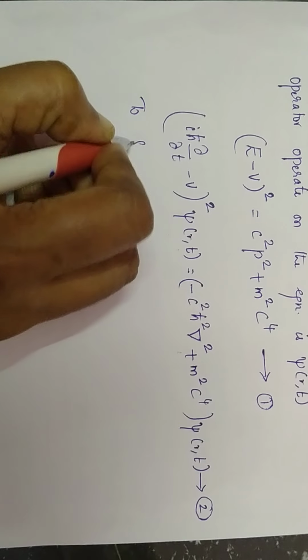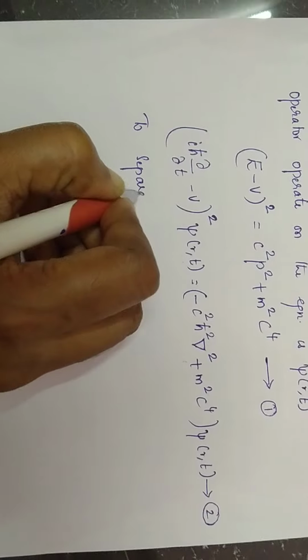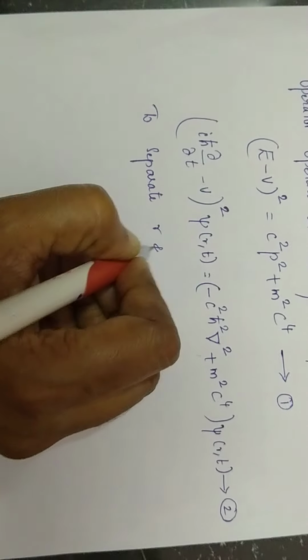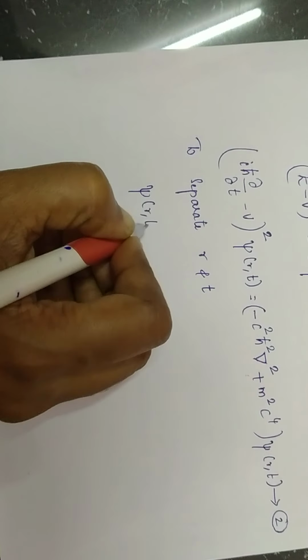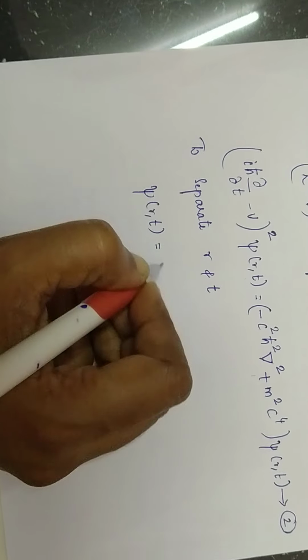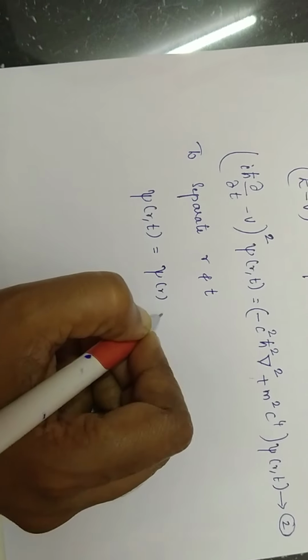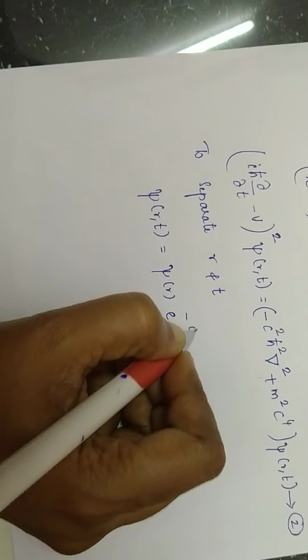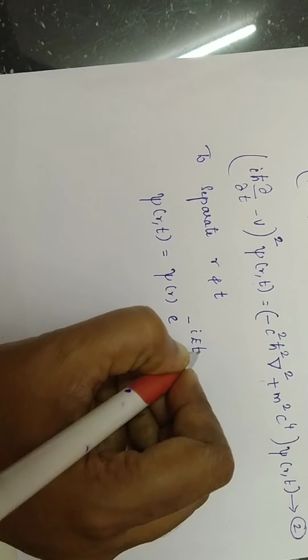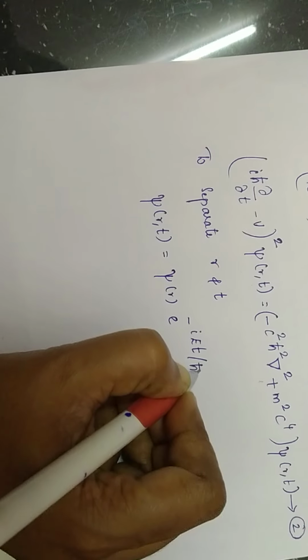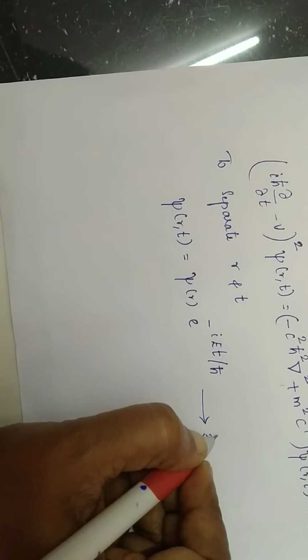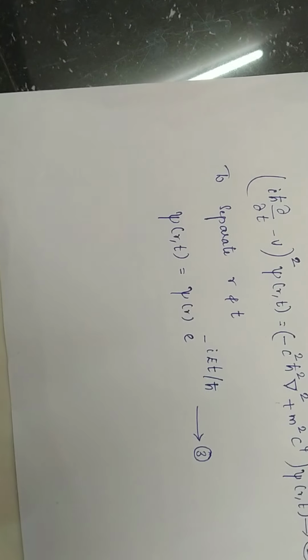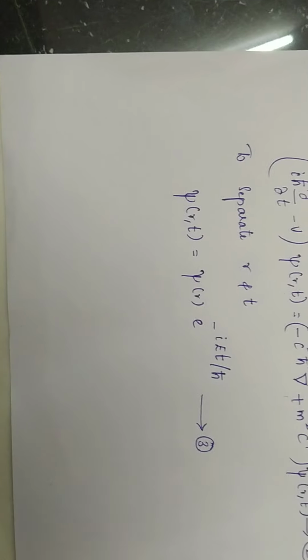To separate r and t, we are going to write psi of r comma t as psi of r into exponential of minus i E t divided by h cross. Okay, this is one of the regular expressions that we usually use to separate r and t in psi.